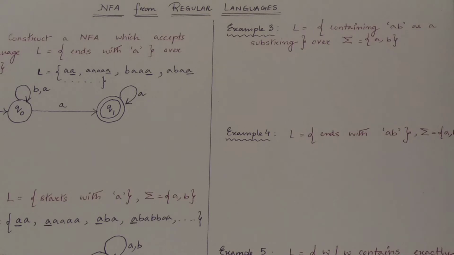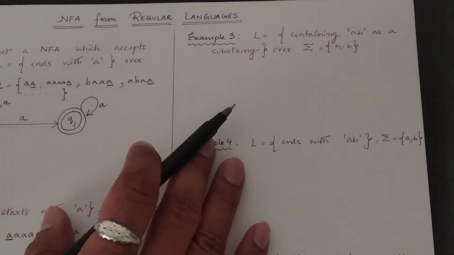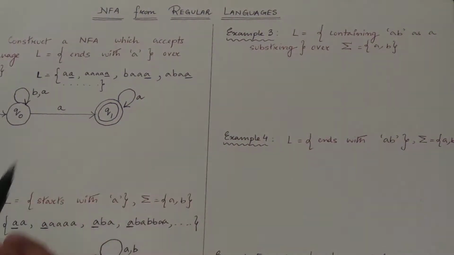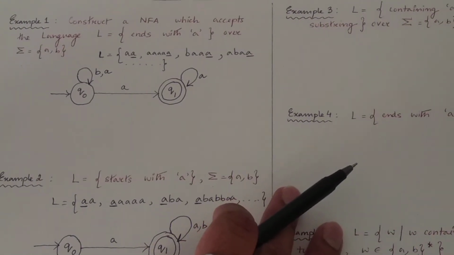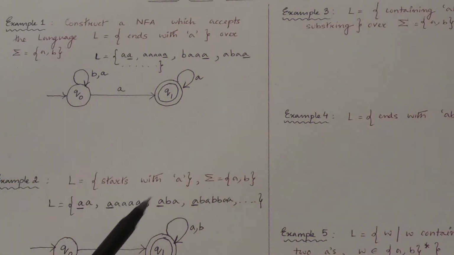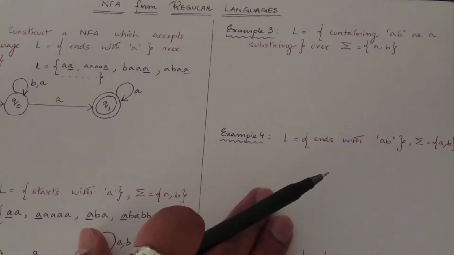Now in this lecture we will look into a language containing two symbols together, like containing AB, ends with AB, starts with AB. These kinds of languages we will look into. So let us start off with example number 3. Already we have discussed example number 1 and example number 2, where we checked strings that end with A and start with A.